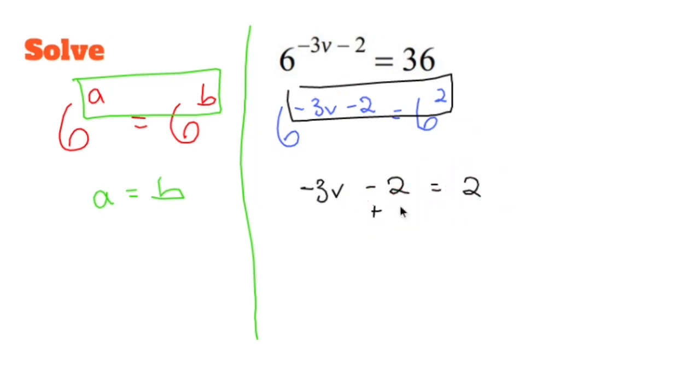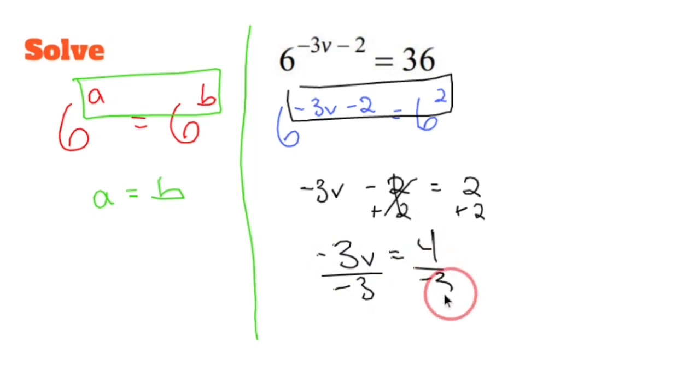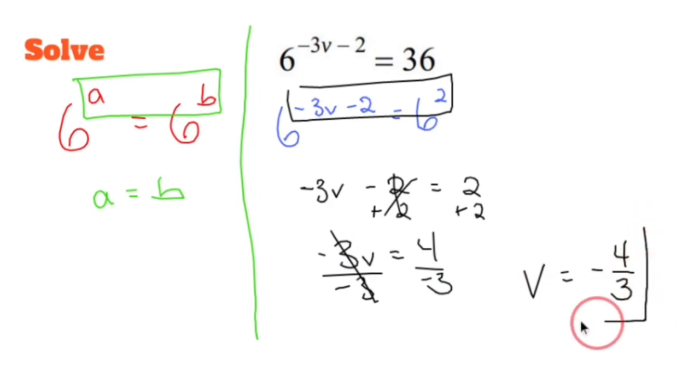And now it's just an algebra 1 problem. Add 2, cross out. Negative 3v equals 4. Divide both sides by negative 3, and 4 over negative 3 is the same as negative 4 over 3. So if you can make the bases the same, you're in great shape. If you can't, you're going to learn something called logs. That'll do the job for you.